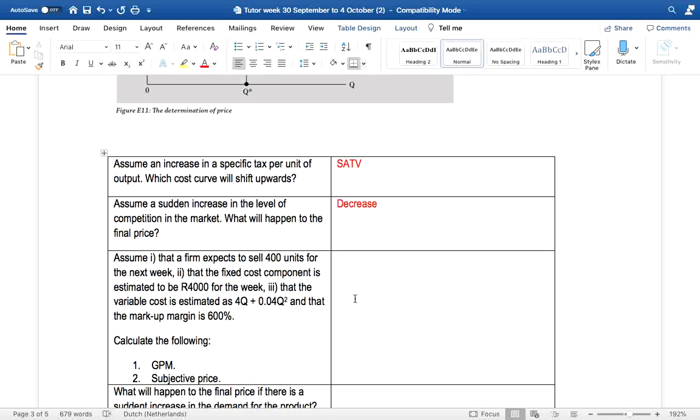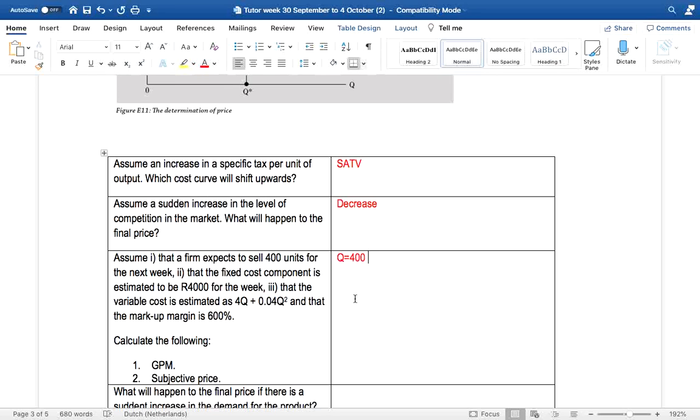Let's look at question 3. Assume that a firm expects to sell 400 units for the next week, that the fixed cost component is estimated to be 4,000 for the week, and that the variable cost is estimated to be 4Q plus 0.04Q squared, and the markup margin is 600%. So let's just list what we have. So quantity is given as 400 units, right?